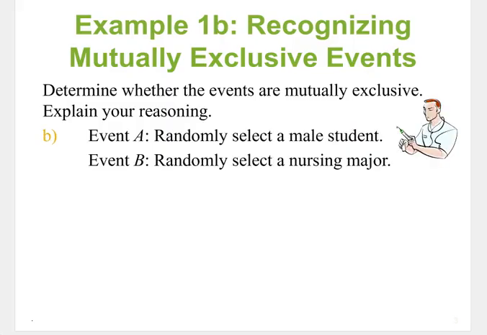Can you randomly select a male nurse, a male student, and have them be a nursing major at the same time? The answer is yes. So those are not mutually exclusive. There will be overlap. You can have males that will also be nursing majors.